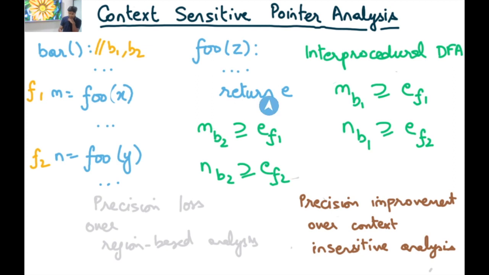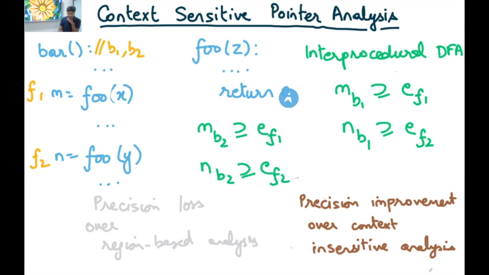Now, let us say that foo eventually has a return statement, and let's say it's returning some variable E. Then, depending on what context I was analyzing foo in, I would have two different values for two different points to set for E, so EF1 and EF2. And then when this return value goes back, it goes back to the call site where there must be a variable which is being assigned the return value. So in this case, let's say at F1 it is M, and at F2 it is N.